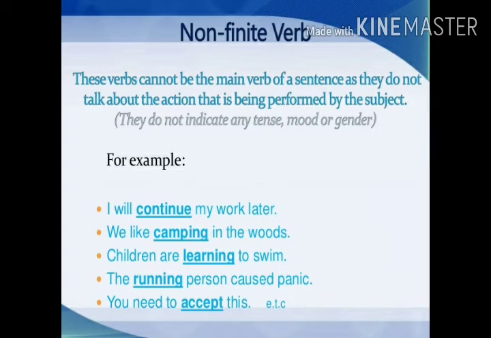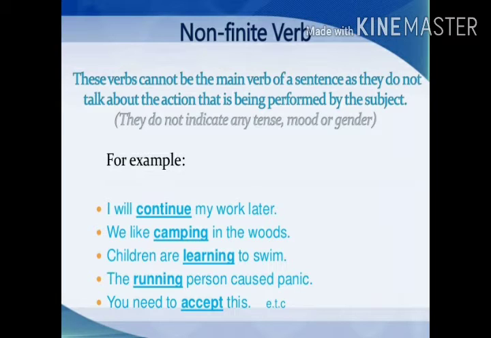So now we will see the non-finite verb. These verbs cannot be the main verb of a sentence as they do not talk about the action that is being performed by the subject. So they do not have any subject and they do not change according to the tenses or the number, and they cannot be the main verb. So they do not indicate any tense, mood or gender, like the finite verb does.